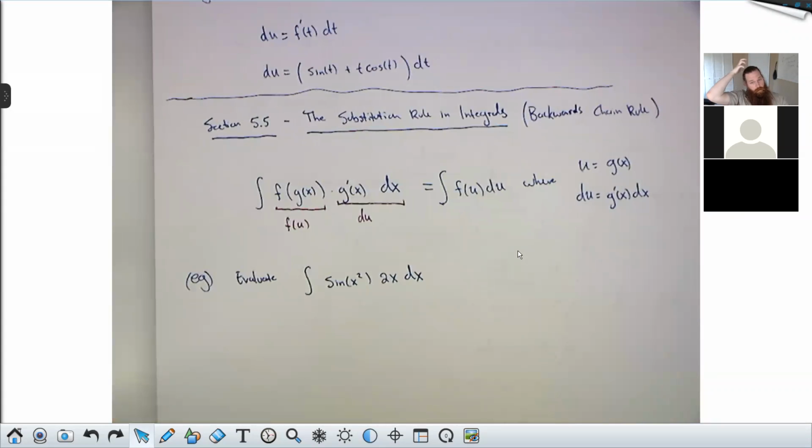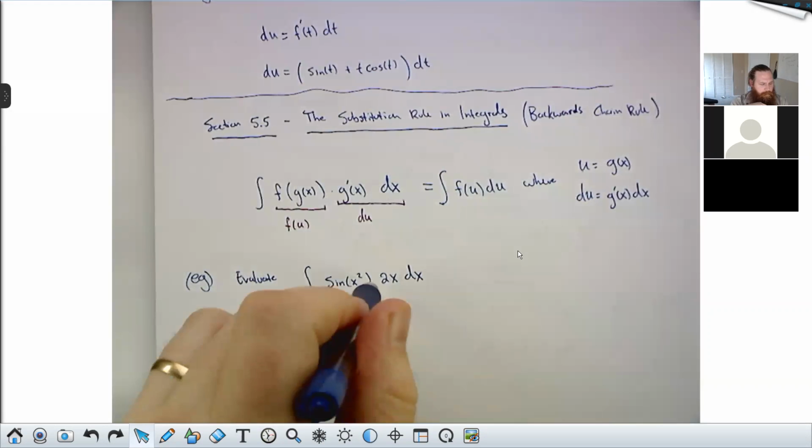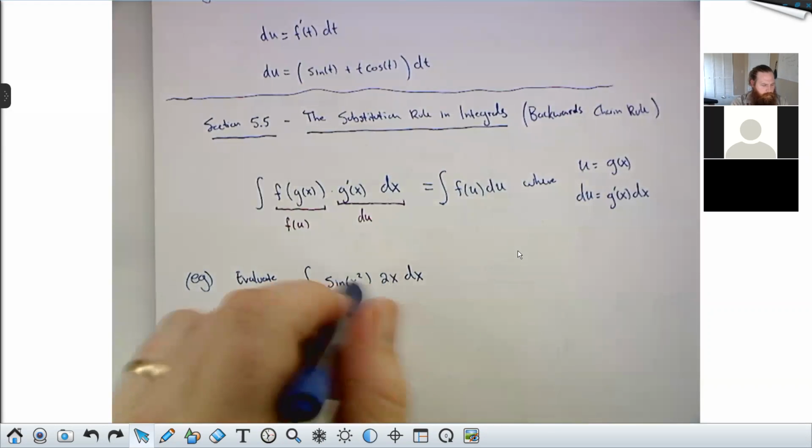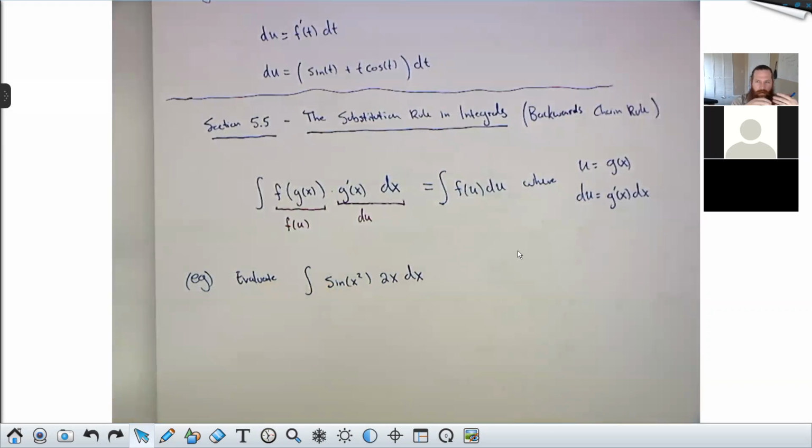There's a bunch of stuff going on here that's challenging. First, I have no idea what differentiates to the sine of x squared. That's complicated to find an antiderivative for. Sine of x, okay, I can find an antiderivative for sine of x. But sine of x squared, much harder. Also, there's multiplication between the 2x and the sine of x squared. I don't know how to anti-differentiate products.